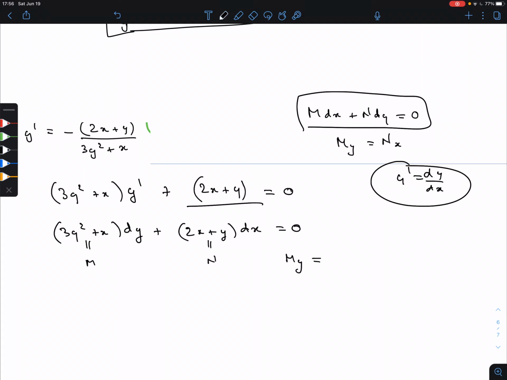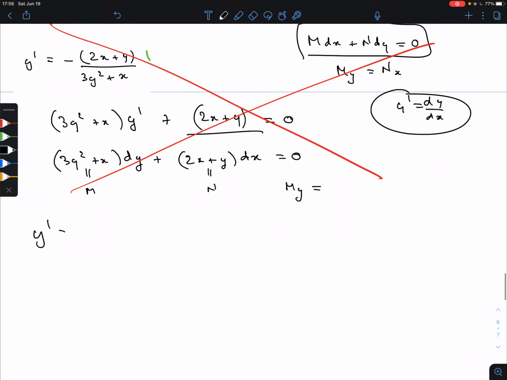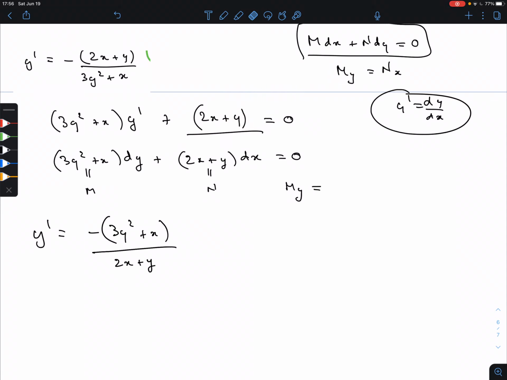Okay, it's the same problem, but let me do it over. Sorry, I'll write it up. What I meant to do is this one: y prime is equal to minus 3y squared plus x over 2x plus y. Because, right, what was my M_y here? Let's check. Why did I say it's wrong? Because what is M_y? The partial derivative. Oh, no, it is correct. I'm so sorry, guys. No, everything is correct. I got myself confused. What I said is correct.